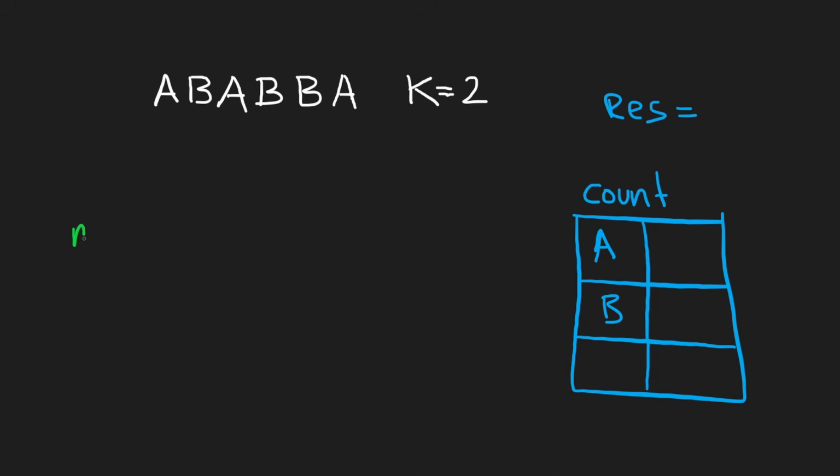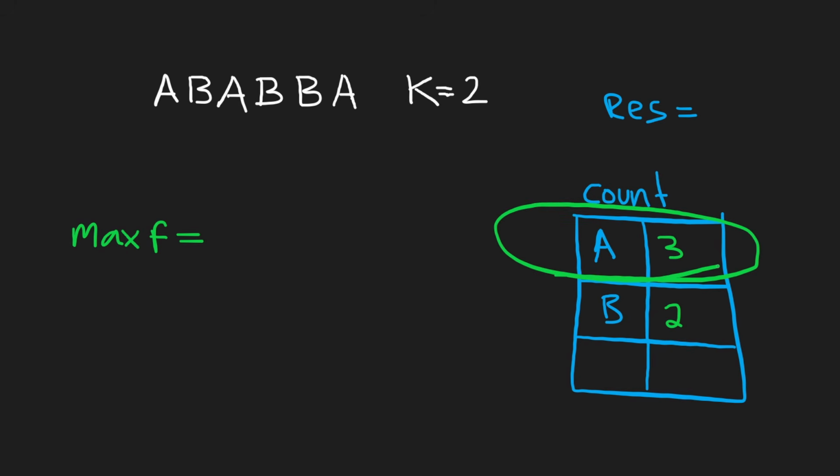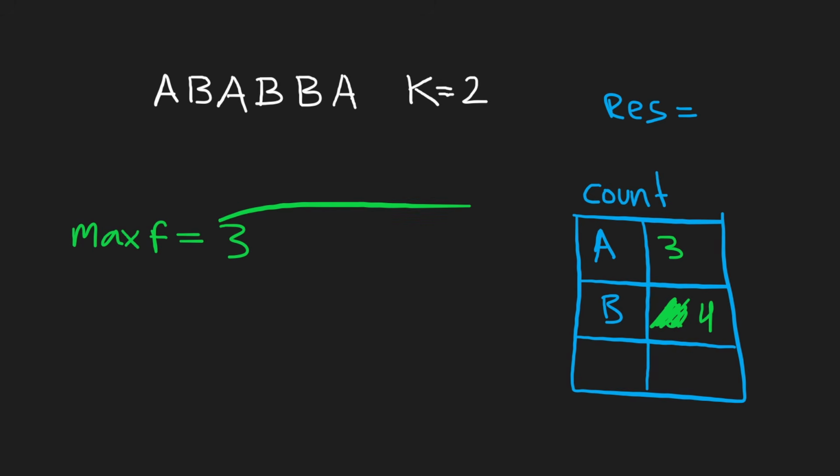I don't want to waste too much time on it, but basically we're going to have another variable called max frequency, basically the count of the most frequent character at any given time. For example, if we had A with a count of 3 and B with a count of 2, we'd say the most frequent character occurs 3 times, so max F is going to be 3. And if we incremented our B all the way up to 4, then we'd want to update our max frequency to 4, right? So we'd always want this to be the most frequent character.